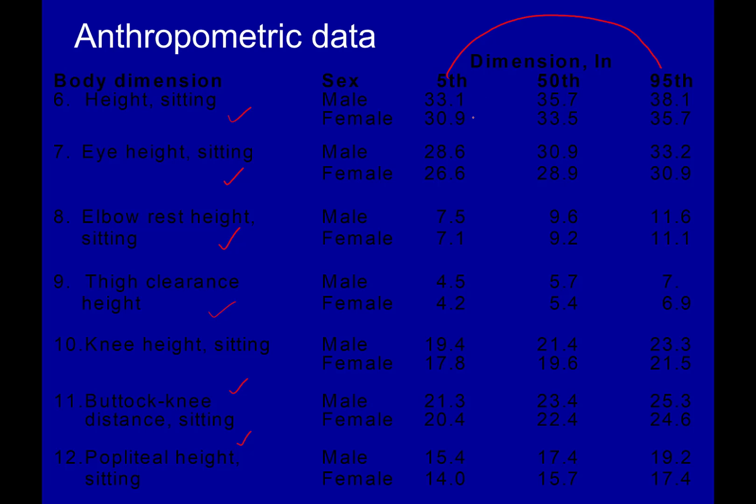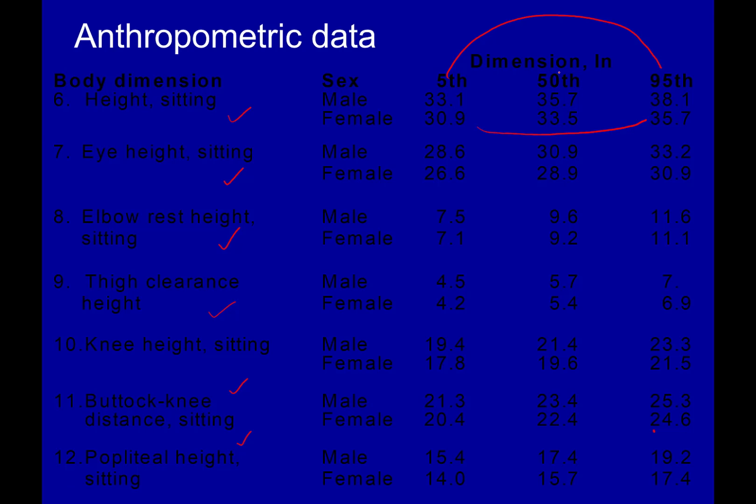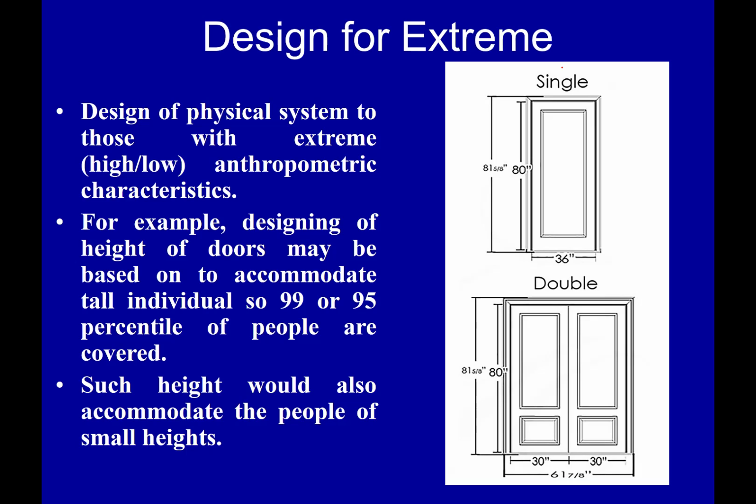If something is for adjustable range, then both the 5th and 95th percentile data also need to be considered. And if something is to be used for averages, then the 50th percentile anthropometric data is used. Okay, so this is about the anthropometric data which will be available. If not available, then it has to be developed.